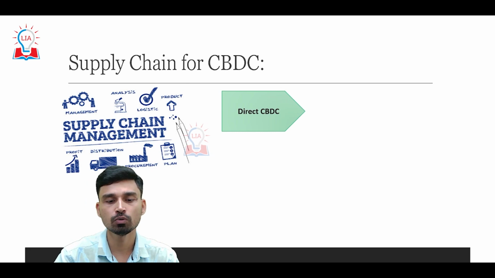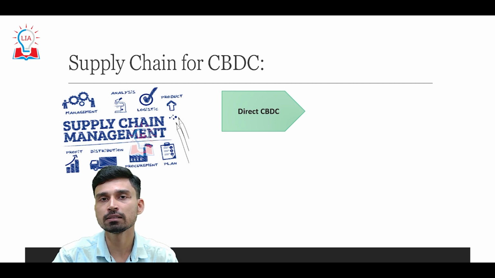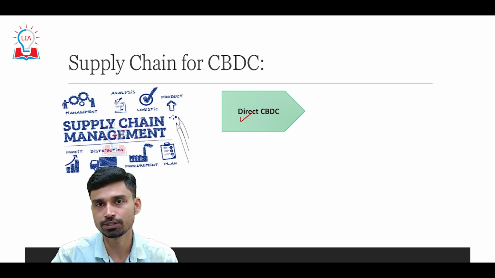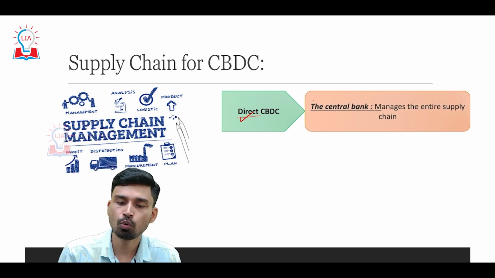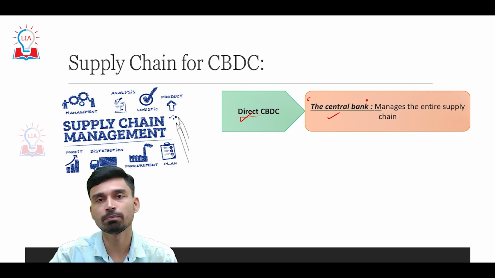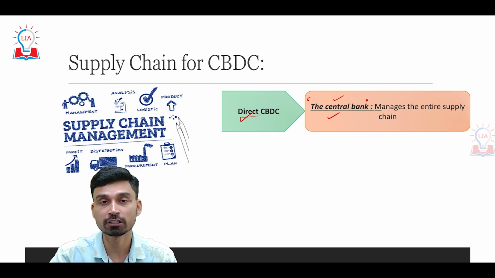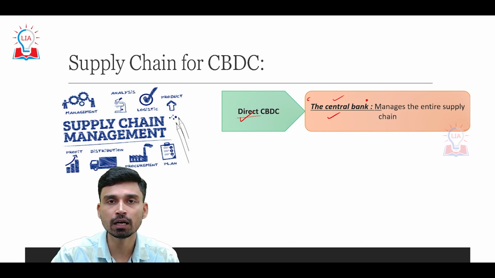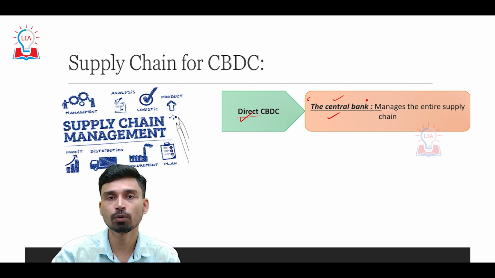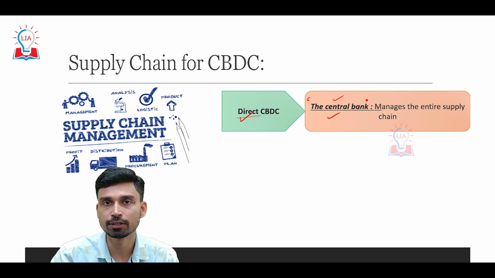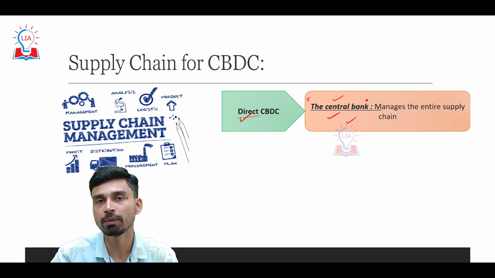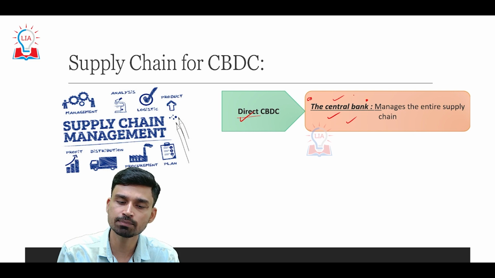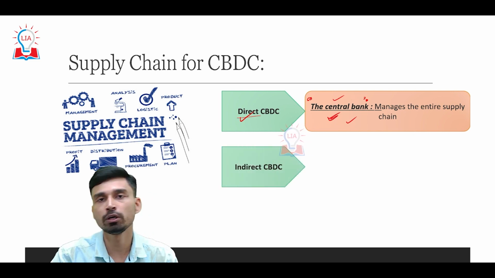So the question comes: how will the supply chain of CBDCs work? As far as global examples are concerned, we have three types of supply chain for CBDCs. The first kind is called direct CBDC. In direct CBDC, the whole onus of management of the supply chain rests on the central bank only. For example, in the case of India, it is the Reserve Bank of India who will manage the transaction, record the transaction, and also verify the transaction. Not only that, even the issuance of the digital rupee will take place through the central bank, that is the Reserve Bank of India. So the whole aspect of supply chain management is on the shoulders of the Reserve Bank of India.